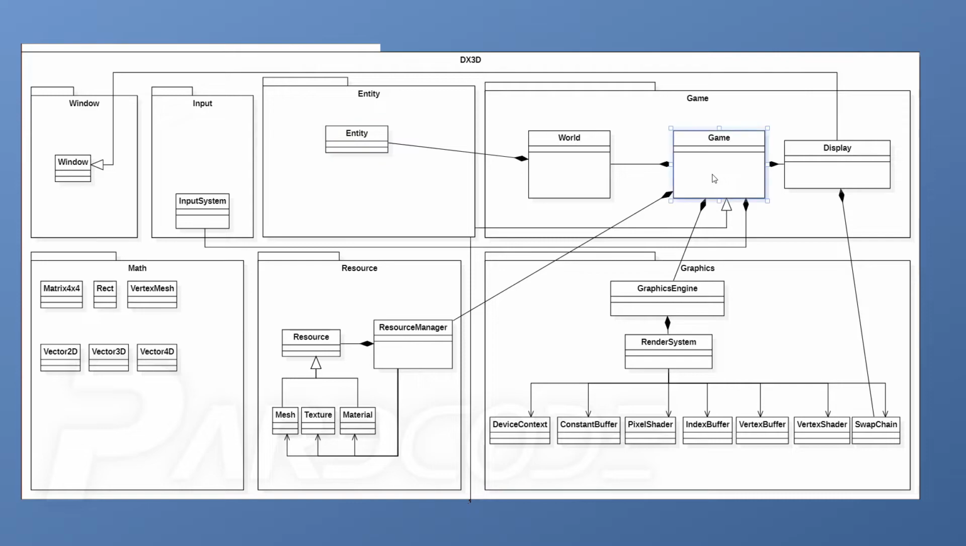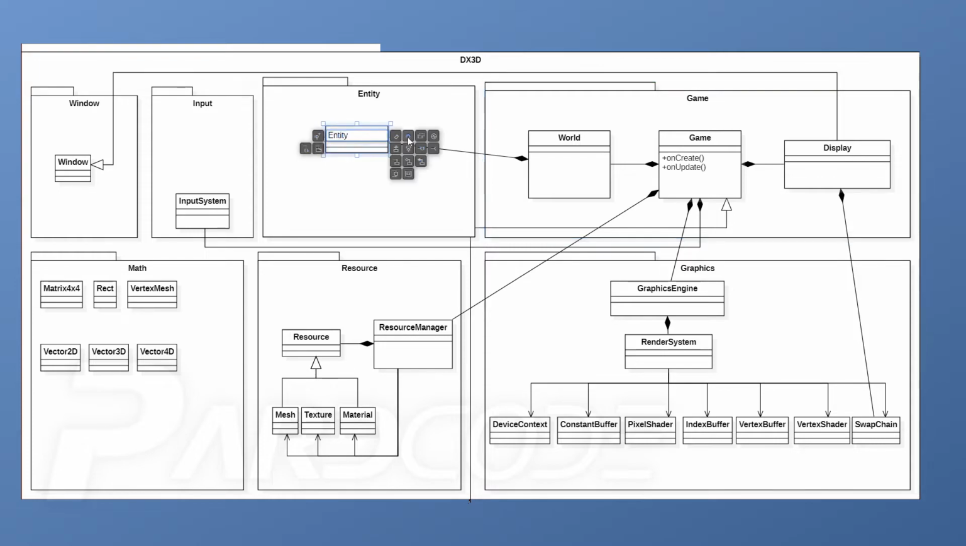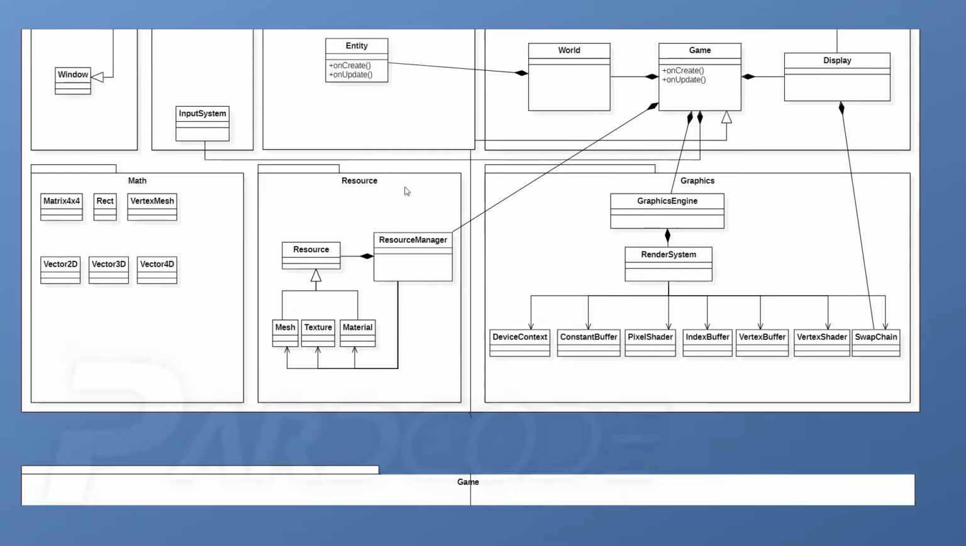Now we can override the onCreate and onUpdate virtual methods in our myGame class, in such a way to implement our own logic and to make some tests. Now, as we are already done with the game class, we can add the onCreate and onUpdate virtual methods to the entity class. OnCreate and onUpdate callback methods allow us to add logic to our entities.